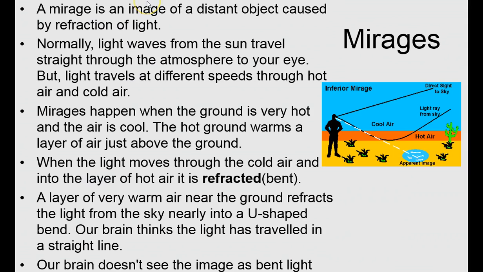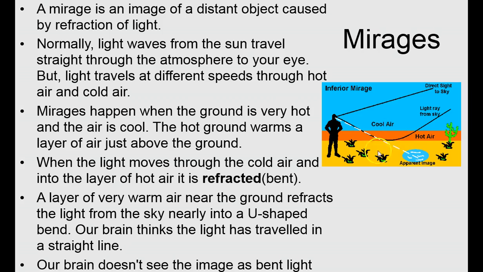Alright, mirages. Mirages are cool. Maybe you've seen them when you're driving down the highway and it's really hot in the summer. It's an image of a distant object caused by that bending of light. Normally we know that light waves from the sun travel straight through the atmosphere to your eyeball. But light travels at different speeds through hot and cold air, and we just talked about why. Visible light has different wavelengths, and when it hits different mediums or prisms, it's going to bend a little bit differently.